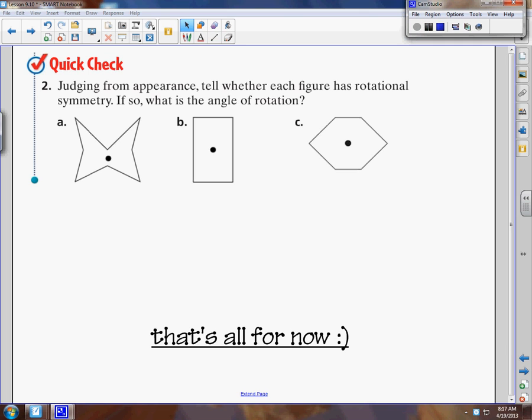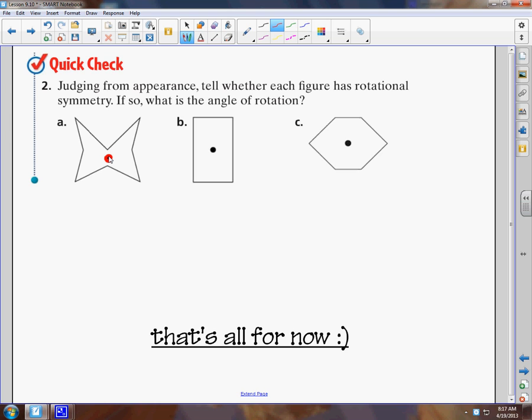All right, so let's look at this first one. If I put my center of rotation here and I rotate this figure, so I'm going to trace it. If I rotate this around, okay, does it look the same? No, it doesn't look the same. If I rotate it 180 degrees, it doesn't look the same. But if I go 360, it does. So the only way it would have is if it's 360. So that is a no, because it has to be 180 degrees or less.